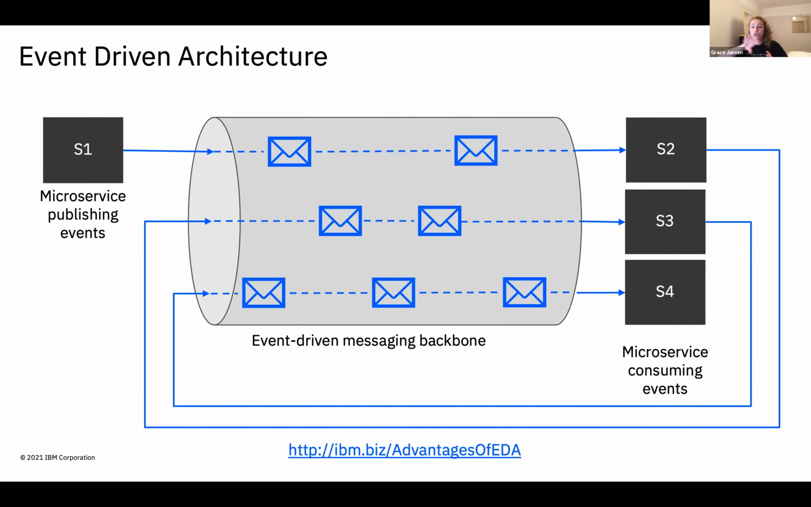Some of them might consume events from that backbone, and some might be both. They might consume events, do some kind of processing, and then publish new events to that same backbone as well. So it's really all about having a system of very loosely coupled microservices that exchange information between each other through this production and consumption of events. So it's all about enabling this non-blocking asynchronous behavior.